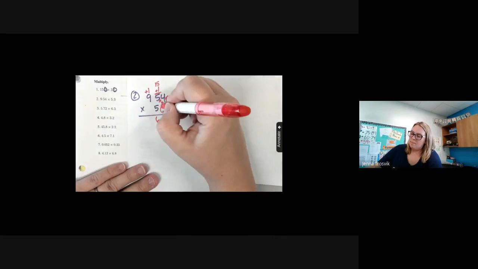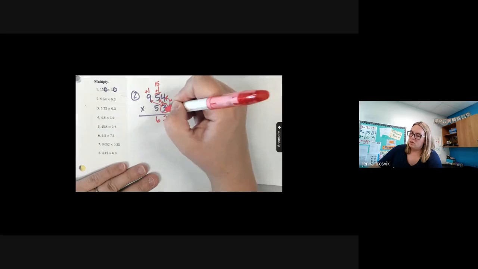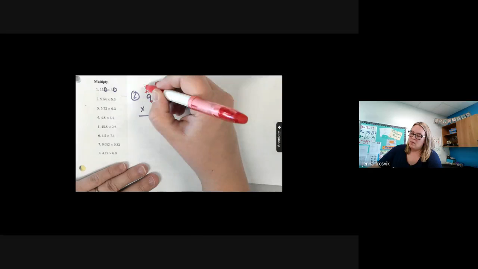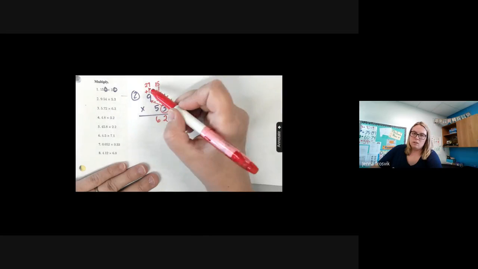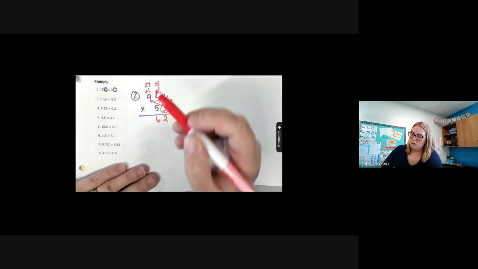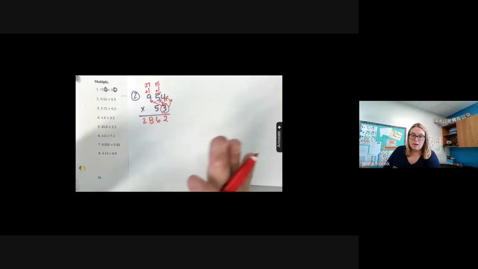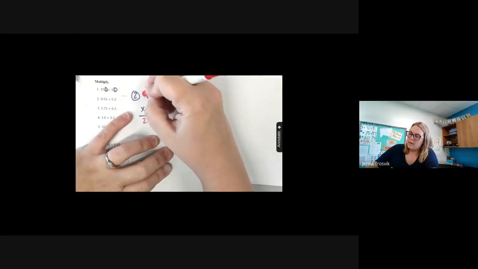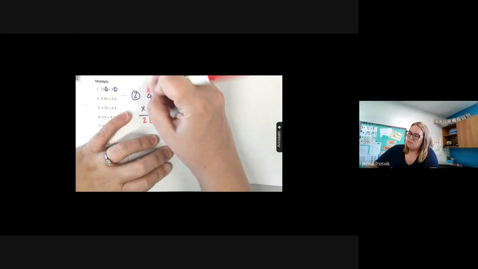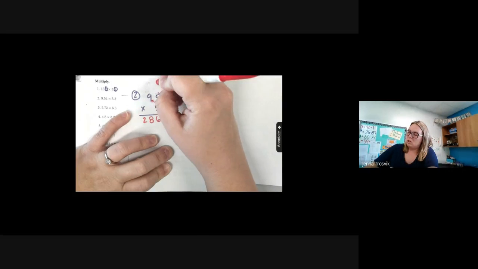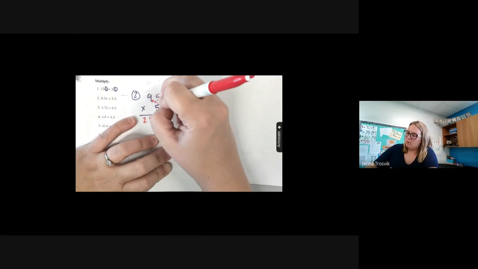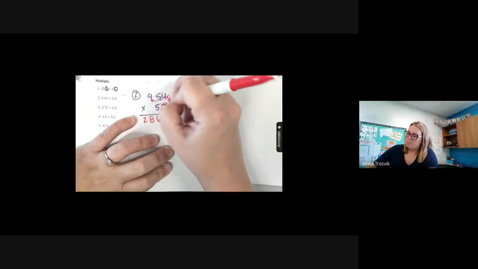Now, last step for my first digit, 3 times 9 equals 27. That leaves me with 27 plus 1, and I get 28. Now that I'm done with all my digits on the top by my first digit in the bottom number, now I can erase that work so it doesn't get so complicated.